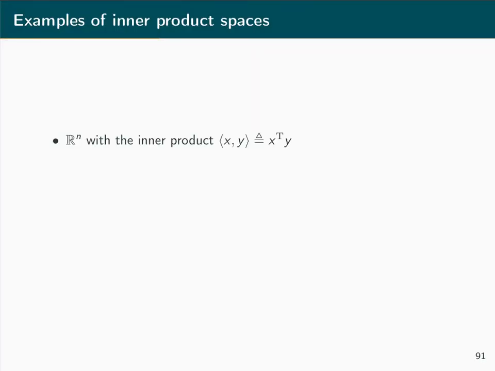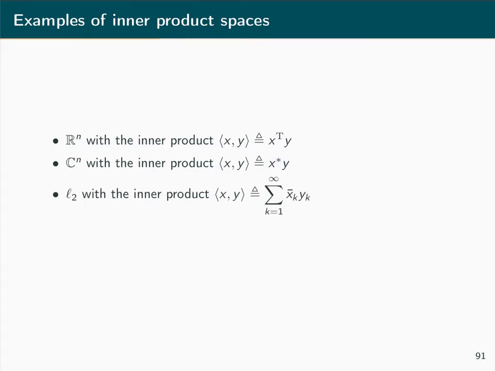Here are some examples of inner products and inner product spaces. The first one is Rn with the usual inner product of two vectors x and y defined as x transpose y. Analogously, of course, the space Cn with the inner product of two vectors x and y defined as x star y. Then the sequence space little l2 with the inner product of two sequences x and y defined as the sum over all elements k equal 1 to infinity of the complex conjugate of the kth element of x multiplied with the kth element of y.